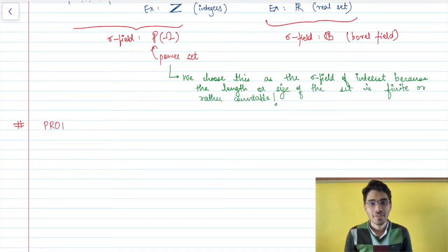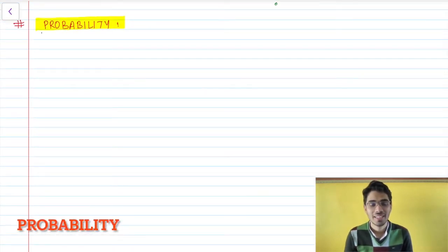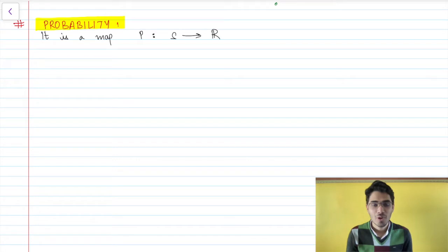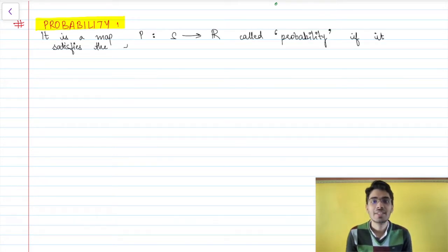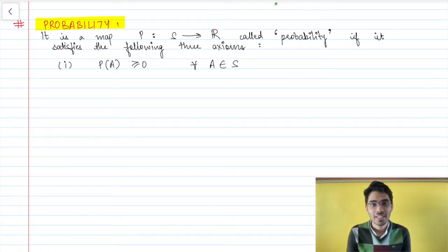With this clarity, we move on to defining the elephant in the room, that is, what is probability? A map P from S to R, that is the real set, is called probability if it satisfies the following three axioms. First, P of A is greater than or equal to 0 for any set A belonging to S. Thus, the range becomes non-negative.